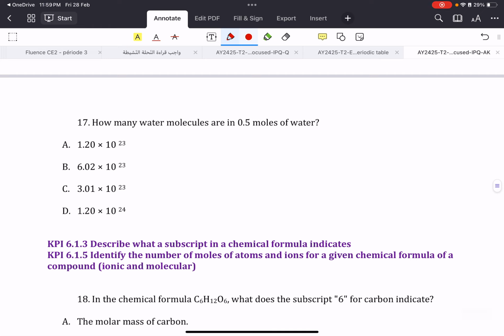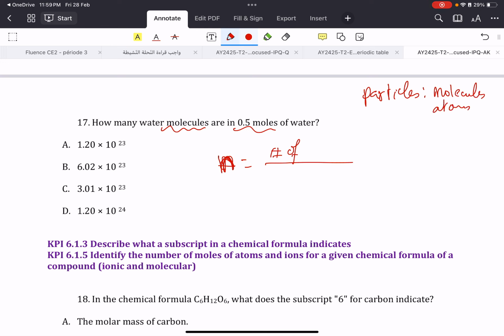Moving on, how many water molecules? They are asking about the molecules in 0.5 moles. So the moles is equal to the number of particles. Particles again could be, I'm going to write it here, molecules, atoms, ions, or formula units. Except that here in this question, they are asking for the molecules.